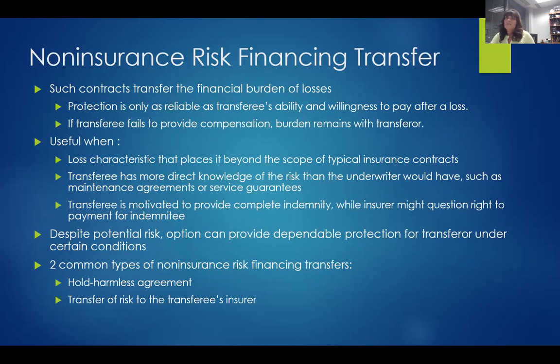The other side, so some contracts, like I said, we talked about risk control. Now we're going to switch over to the non-insurance risk financing transfer. This is where contracts are put in place to transfer the financial burden associated with loss, not to mitigate the loss itself, but to fund the financial losses. So protection is only as reliable as the transferee's ability and willingness to pay.